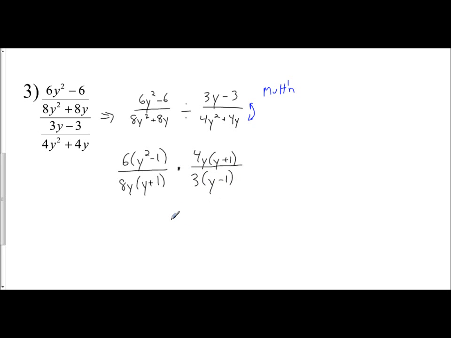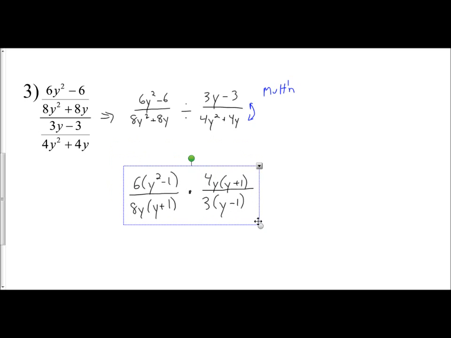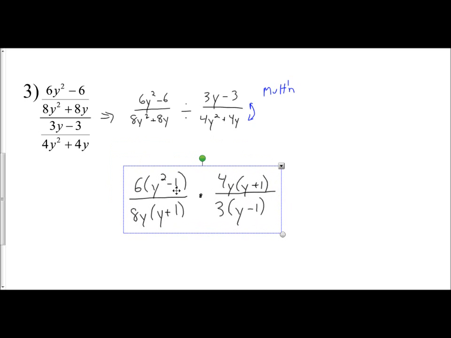Now, this is not completely factored yet. Just because you do one factoring technique does not mean you're done. If I take a look, I have y squared minus 1 right here, and so that can get factored further. This is a difference of squares. And so above it, I'm going to write out the factored form of y plus 1 and y minus 1. And that allows me to simplify even more.